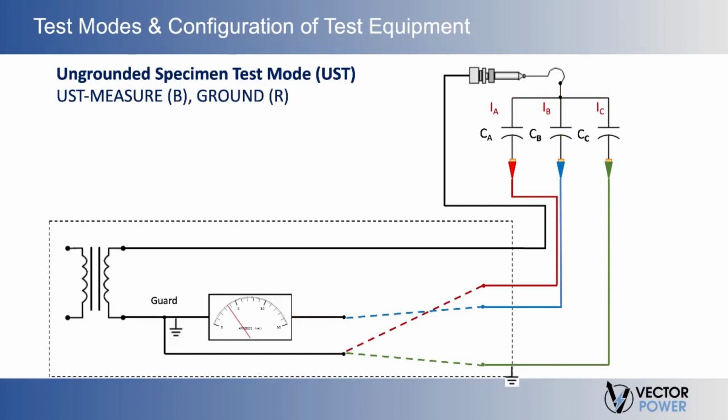All right, so here we show the UST will measure the blue, but we will ground the red. Now, by grounding red, ground is never measured, therefore the red channel will not be measured in this configuration. Our test results would be only the current I sub B, and the sum of the currents I sub A and I sub C are guarded and not measured.